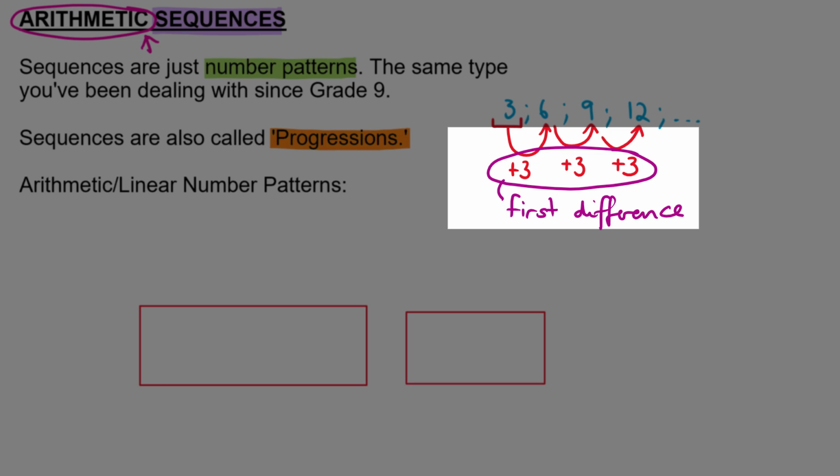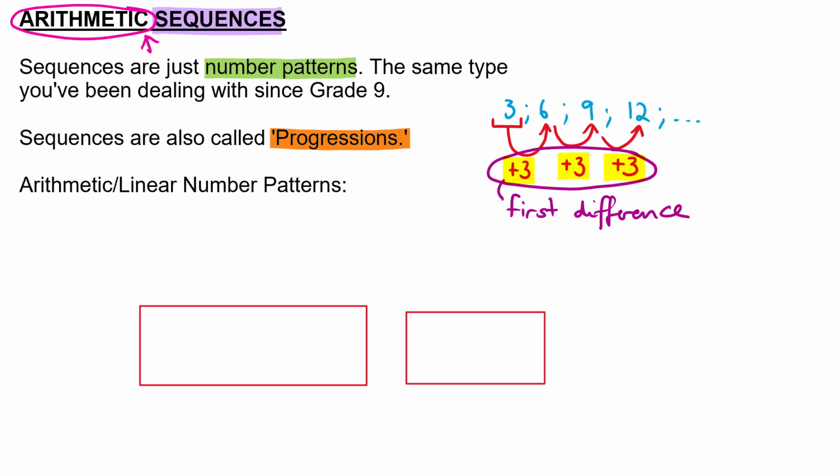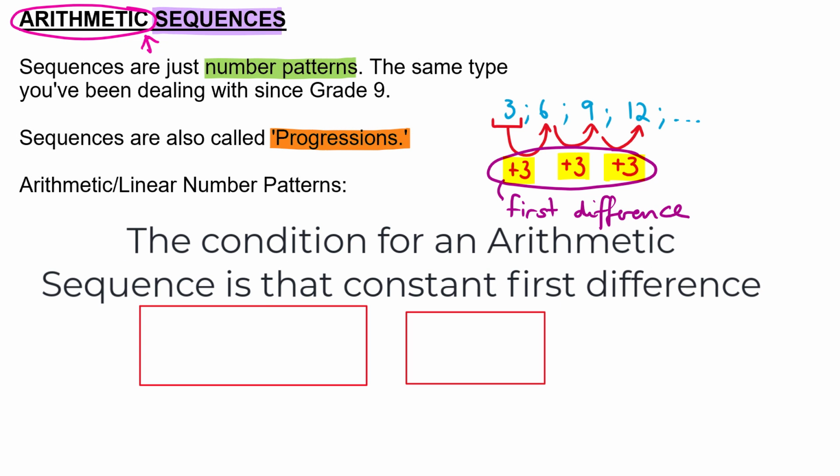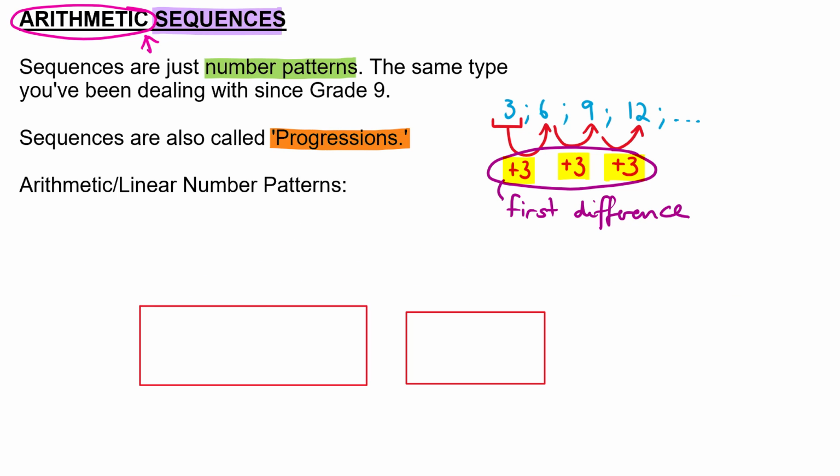And if we have a pattern where all of these first differences are the same, we then know it's a linear number pattern or an arithmetic sequence. So it's your job in tests or exams to start off by looking at what kind of pattern you have, by figuring out how are we getting from one term to the next. How are we basically progressing from term 1 to term 2 and so on and so forth.